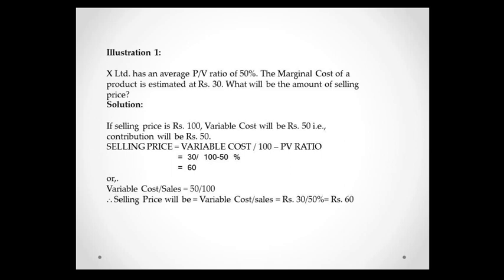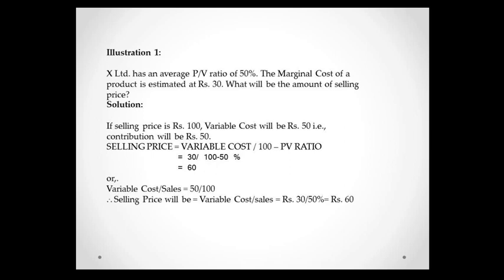Here the PV ratio is given as 50. We have already seen that PV ratio is equal to contribution. So if selling price is 100 and contribution is 50, then we will be getting a variable cost of rupees 50. That is, sales price minus variable cost gives contribution. So 100 minus contribution, we are attaining the variable cost as 50.